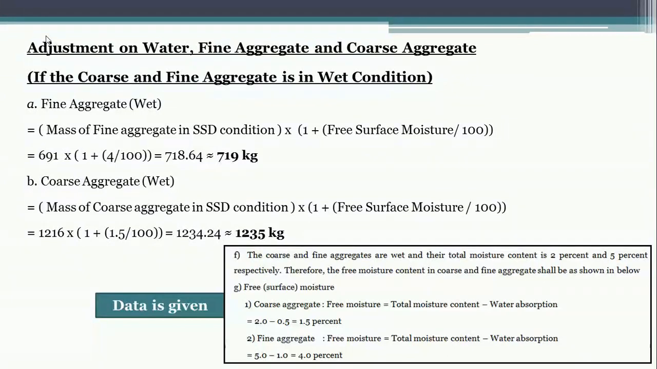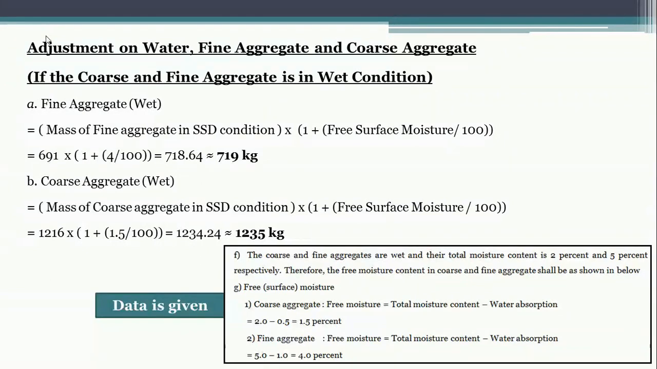So in the SSD condition when we calculated we got the value 691, but in the wet condition we are getting 719 kg. That means almost 28 kg of extra water is present in the fine aggregate content in one volume. Similarly in the coarse aggregate, in SSD condition the value is 1216, but in the wet condition it is 1235. That means almost 20 kg of extra water is present in the coarse aggregate. So this is how we have to do the adjustment for the wet condition.